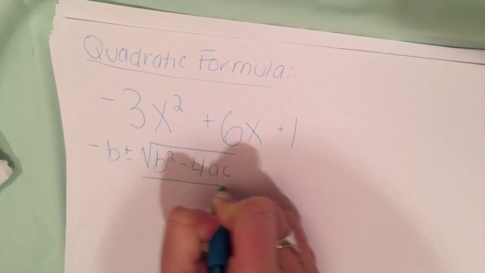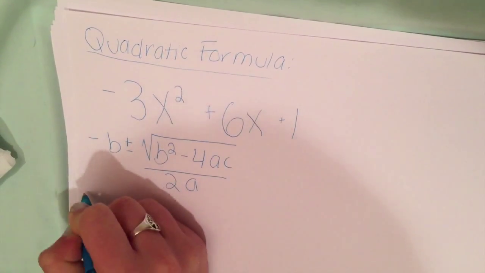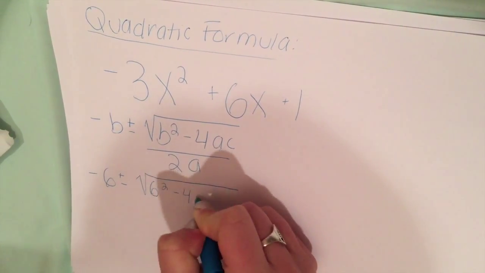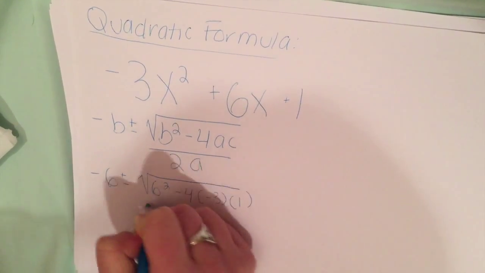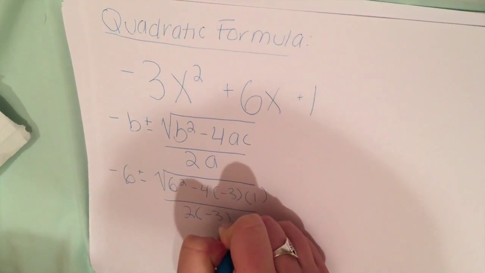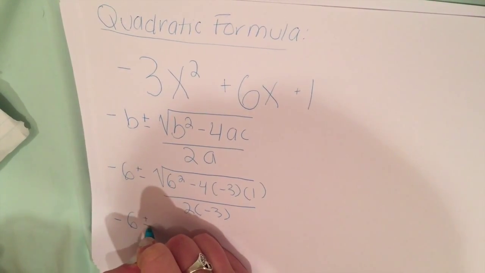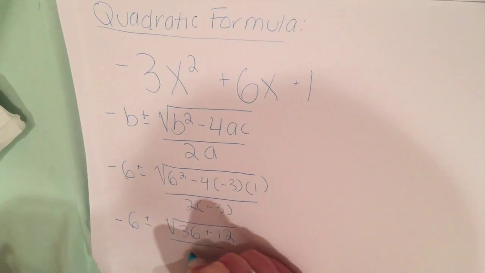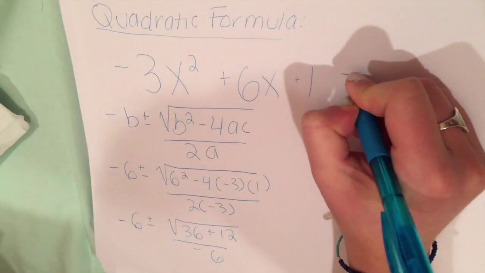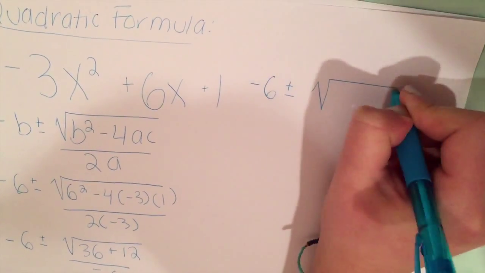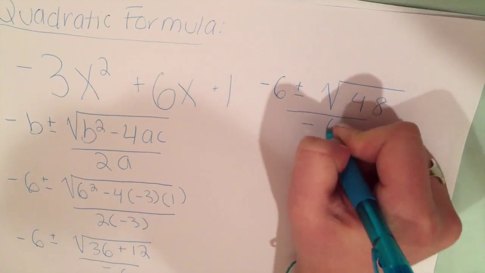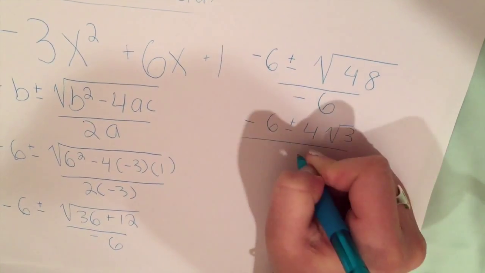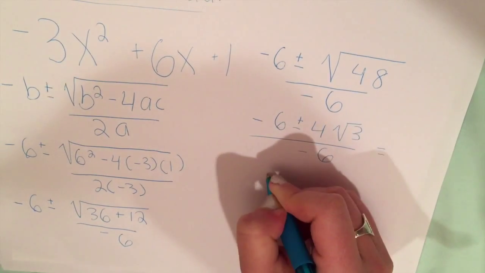When I plugged it into the quadratic formula, I got negative 6 plus or minus the radical of 6 squared minus 4 times negative 3 times 1, over 2 times negative 3. Simplified, it equals negative 6 plus or minus radical 36 plus 12, over negative 6. When I add 36 plus 12, I get 48 under the radical. To simplify the radical even further, I got negative 6 plus or minus 4 radical 3, over negative 6. And since I can divide the negative 6 by negative 6, the final answer equals 1 plus or minus 2 radical 3 divided by 3.